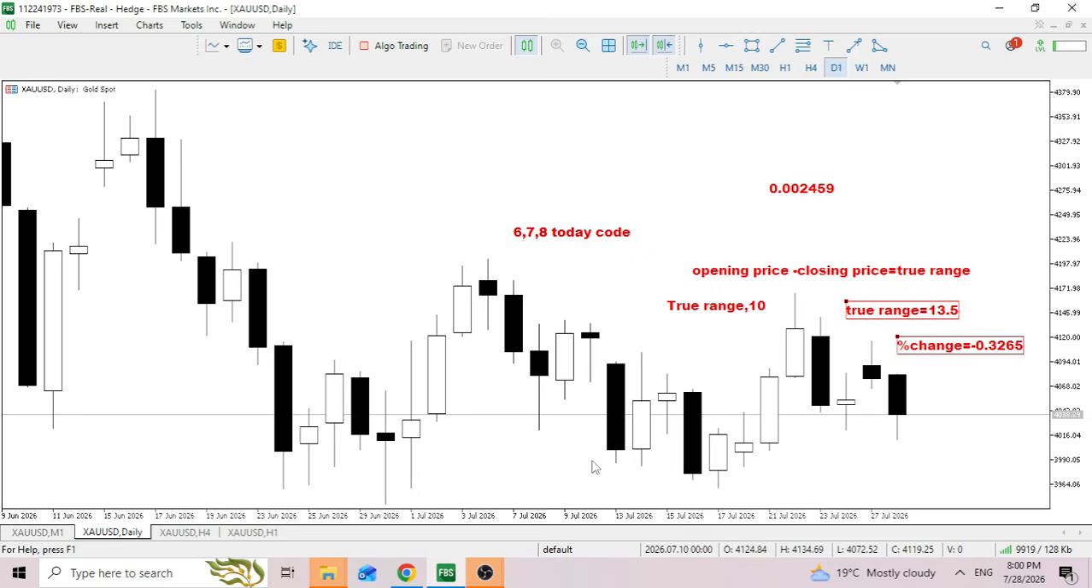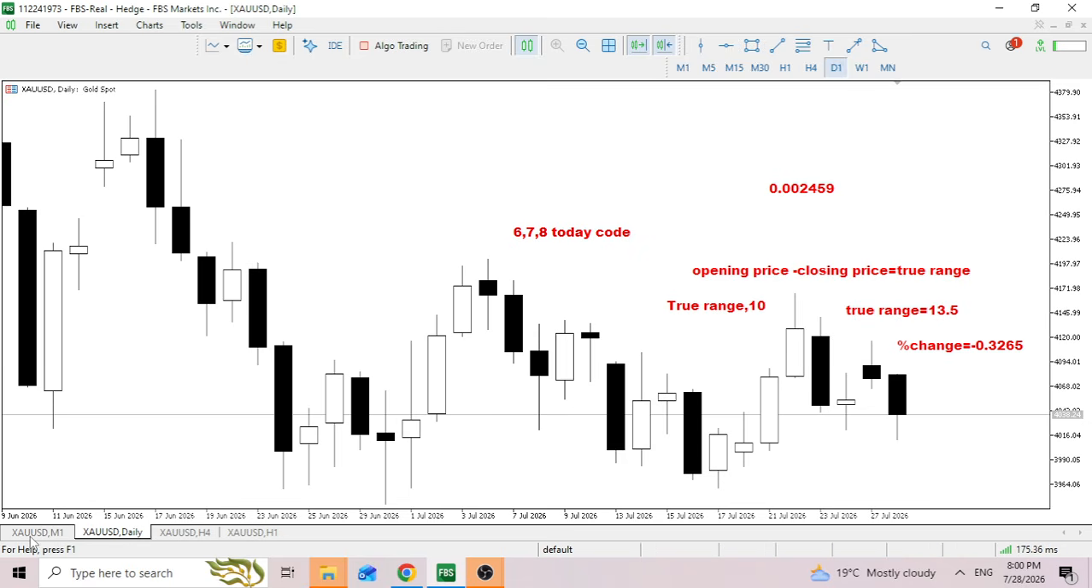So previous day percentage change, if you are CNN, you will say gold dropped by 0.3265. That is the percentage drop of gold price yesterday. That is like if someone asks you, how do you do that? And that's how the algorithm moves. And don't think I'm wrong.